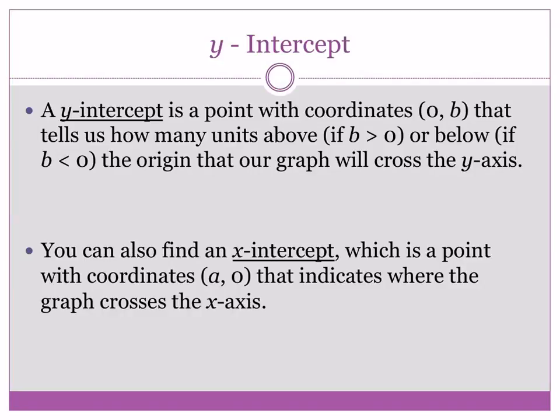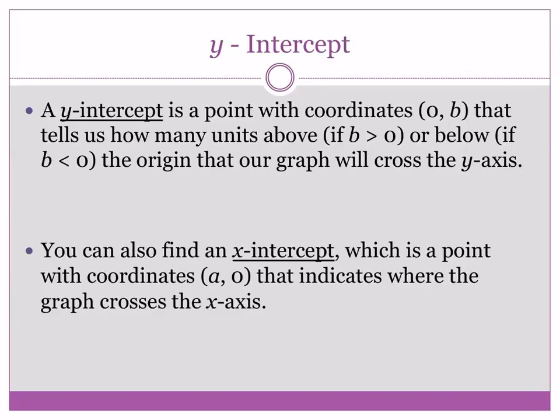Y-intercept, this is what I just wrote on the other slide. A y-intercept is a point with coordinates 0, b. It tells us how many units above, if b is greater than 0, or below, if b is less than 0, of the origin our graph will cross the y-axis. And the x-intercept is the same idea. Its coordinate pair is a, 0. It's the location where we cross the x-axis. It's how far left or right we have to go to cross the x-axis.